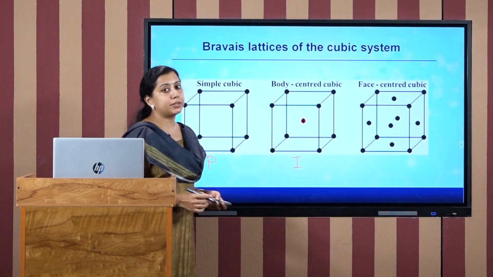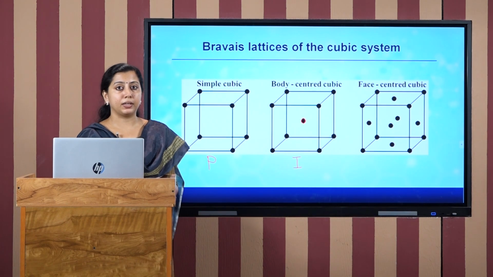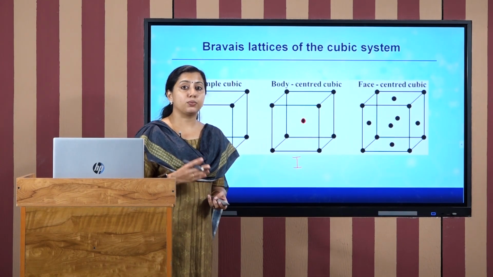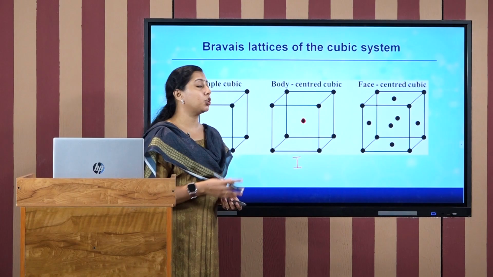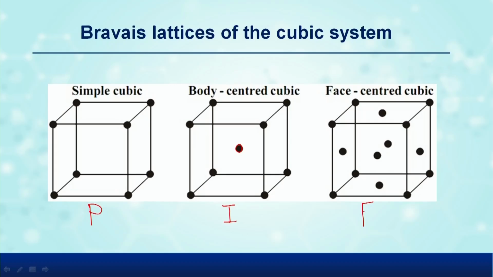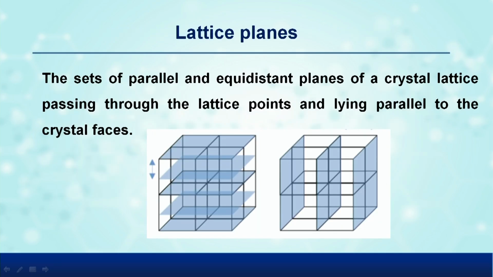And the third type is a face centered cubic lattice, which has atoms at the corners as well as at the centers of each of the faces of the cube, and we may represent it as F. Okay. Now, we will move on to the lattice planes of these 3 types of unit cells, that is of simple cubic, body centered and face centered.